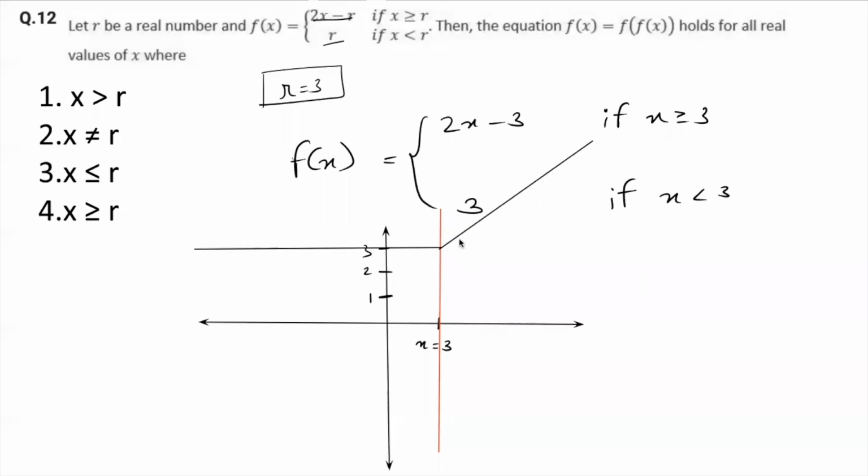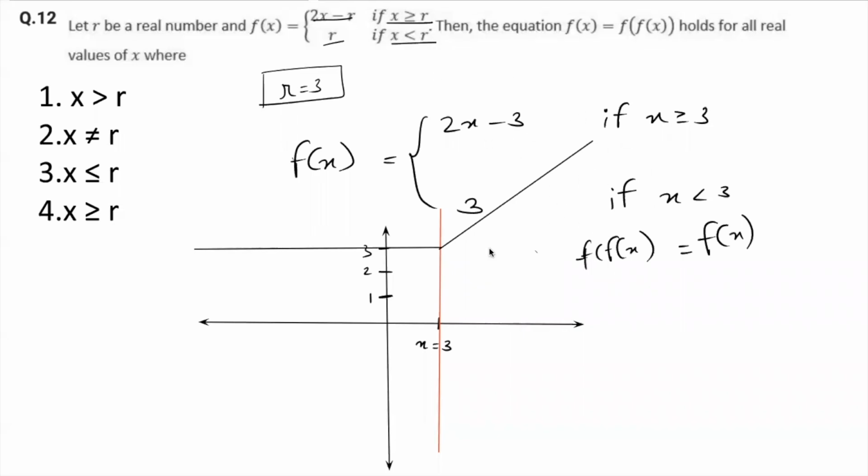Now as per the question, f of f of x should be equal to f of x. So let's check where does it hold true. We have different cases here: x is greater than or equal to r and x is less than r. So let's verify the given condition in the graph that we have.